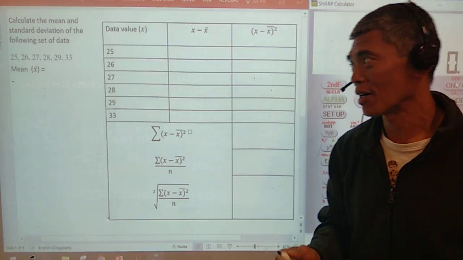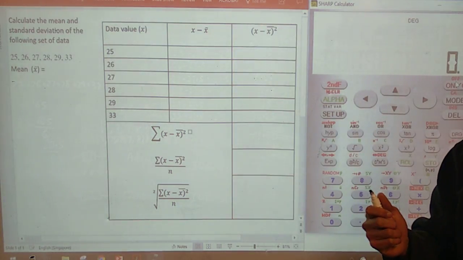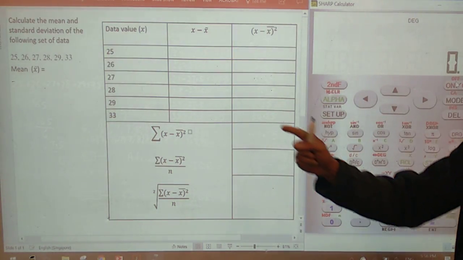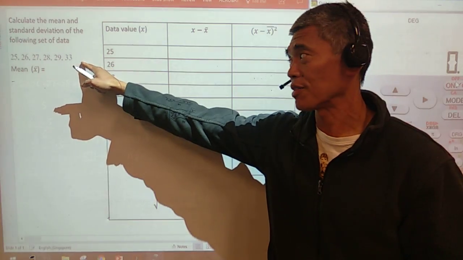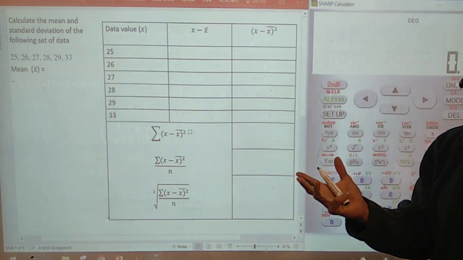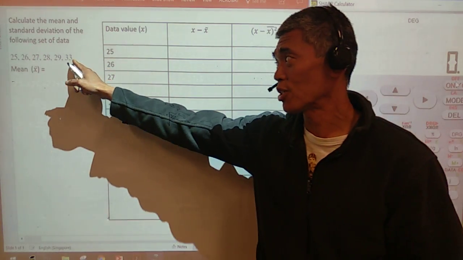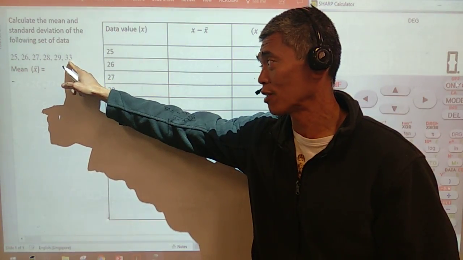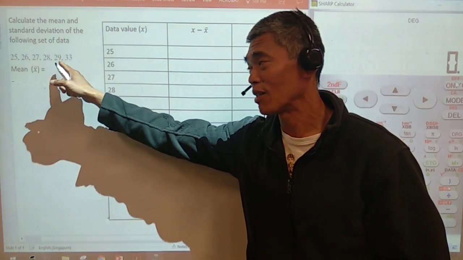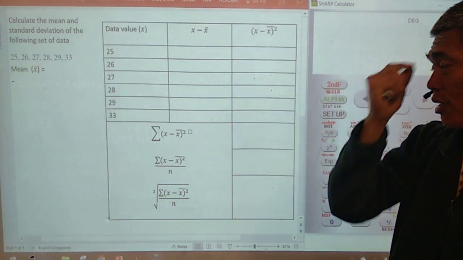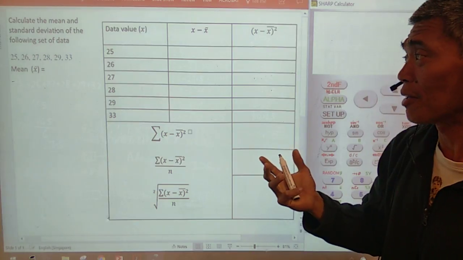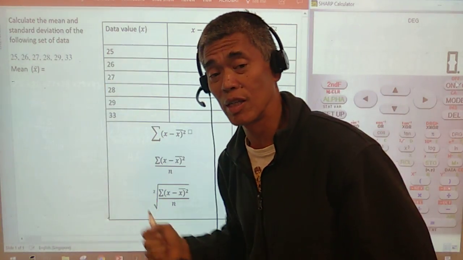In this example, I want to show you how to calculate the standard deviation of a set of data. Now, the standard deviation is the average of the difference between each of these values from the mean of the data. So to show you how it's done, I'm going to start with the mean.